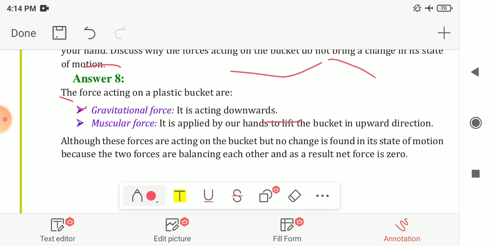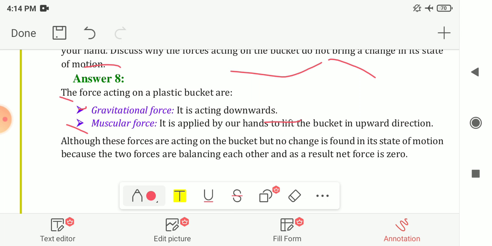So the gravitational force is acting on that bucket in the downwards direction. Next, another force working on the bucket is muscular force, applied by our hand to lift the bucket in the upward direction. We are holding the bucket, so we are applying the muscular force with our hands to lift it, and this force is in the upward direction.